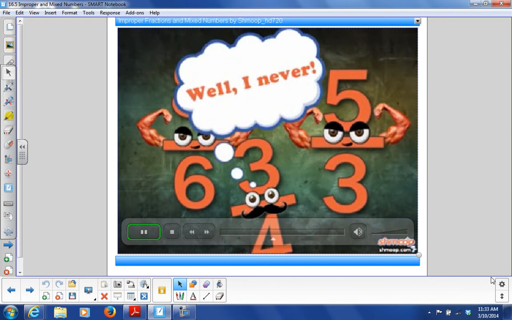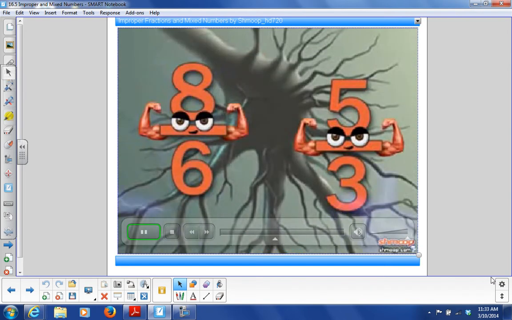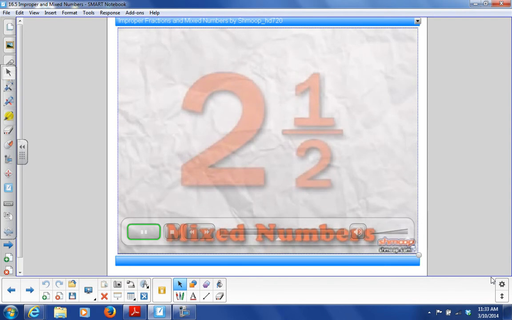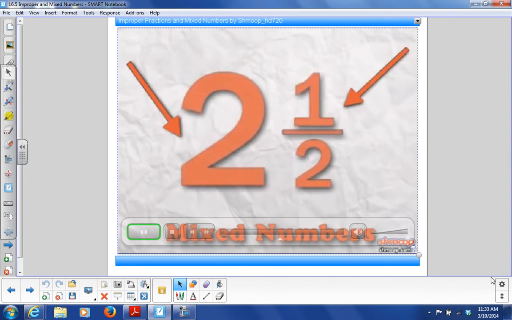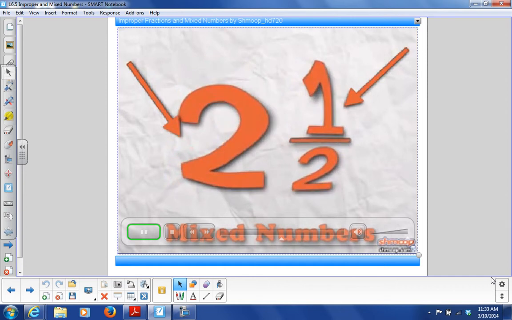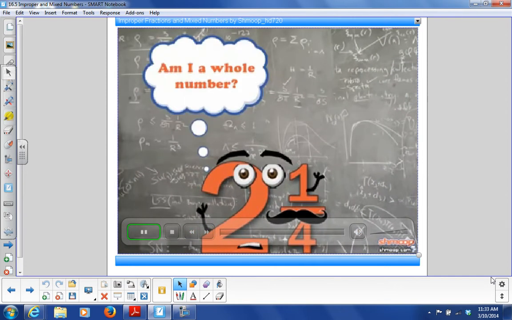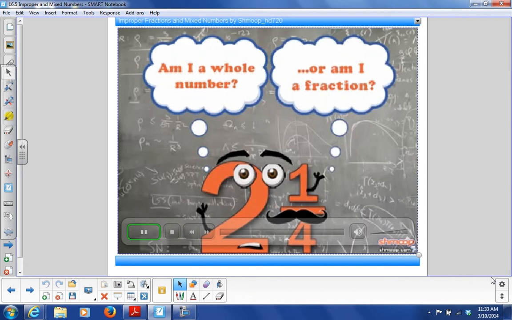Well, I never. But if they get on our nerves, we can change them into mixed numbers. Mixed numbers are combinations of whole numbers and fractions, so they may be a bit confused at times. Maybe they're going through an identity crisis or something, and we don't really know. Am I a whole number or am I a fraction?